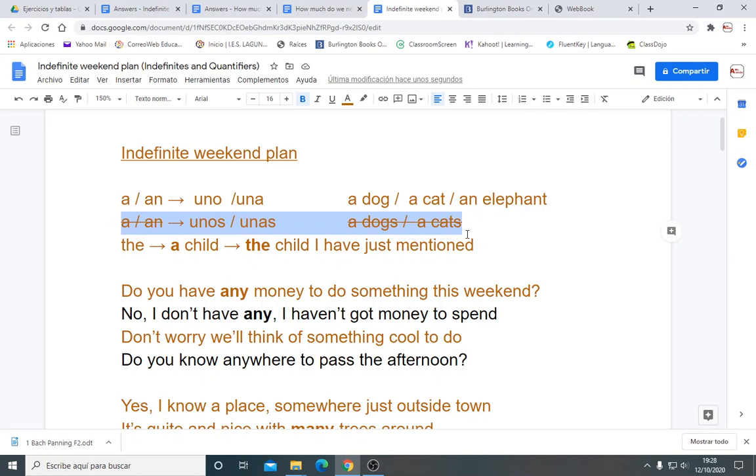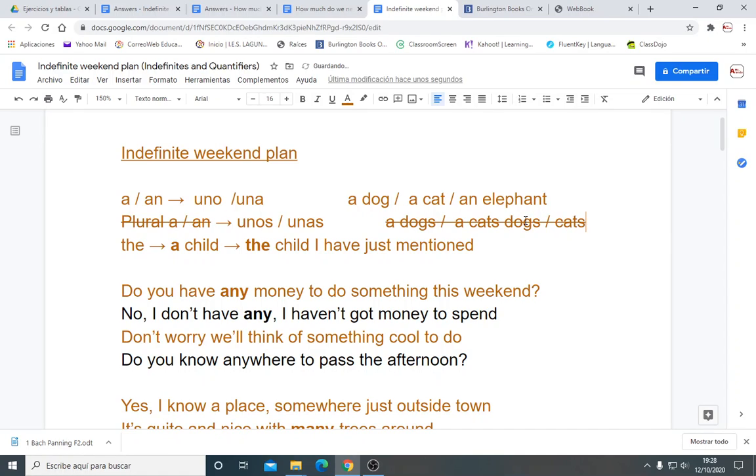In here, remember that the only difference between a and an is that a is used for consonants and an for words that start with a vowel, like in this, an elephant. Everything else is a dog, a cat. And remember, we don't use a and an for plurals. In Spanish, we've got unos, unas. We don't do that in English. We don't say a dogs, a cats. We say dogs and cats. Okay, the correct here will be dogs and cats, without the a. All right.